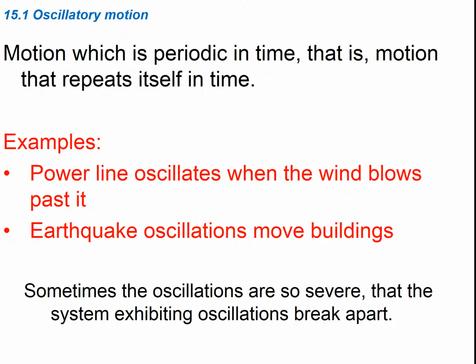Now, sometimes the oscillations are so severe that the system exhibiting oscillations actually breaks apart. So we can look at a famous bridge collapse where the bridge started oscillating back and forth. It hit a resonance frequency, and then it actually ended up collapsing because of the severity of the oscillations.